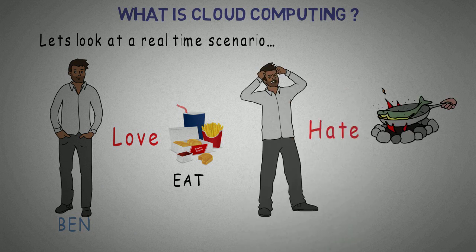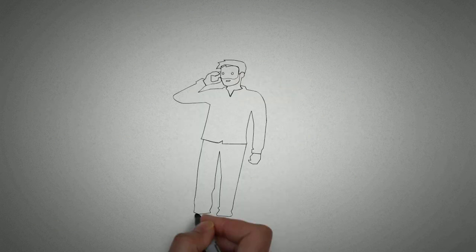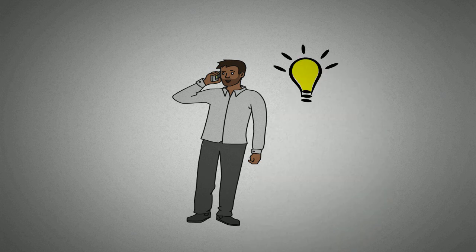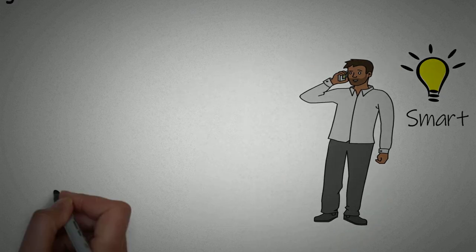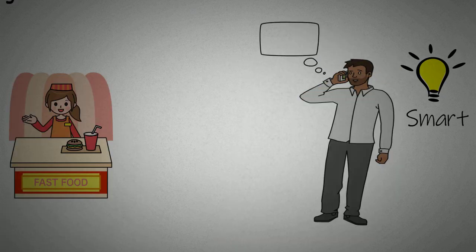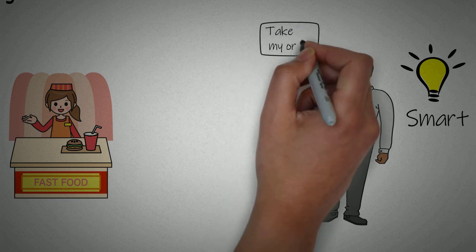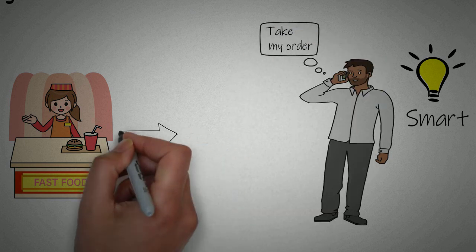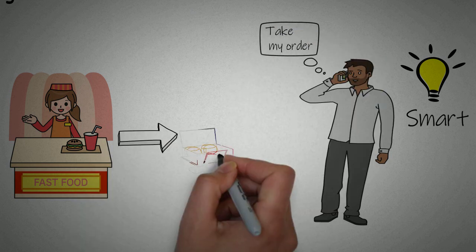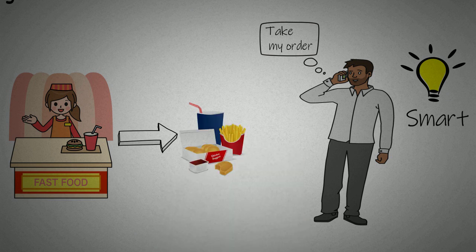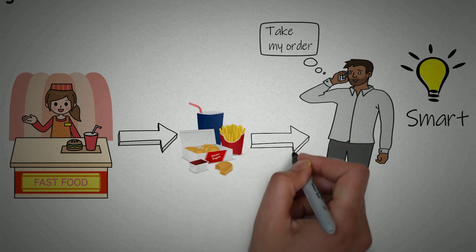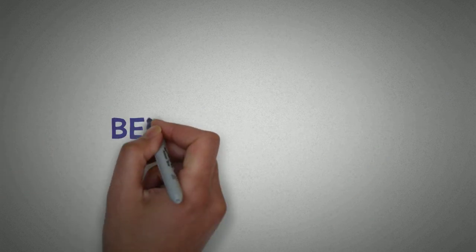It doesn't stop here. Just like you and just like me, Ben is also quite smart. Whenever he feels hungry, he just calls the nearby restaurant and orders something to eat. And once the order is placed, it's just a matter of time before the restaurant prepares the food and delivers it to Ben. The story is not yet completed.